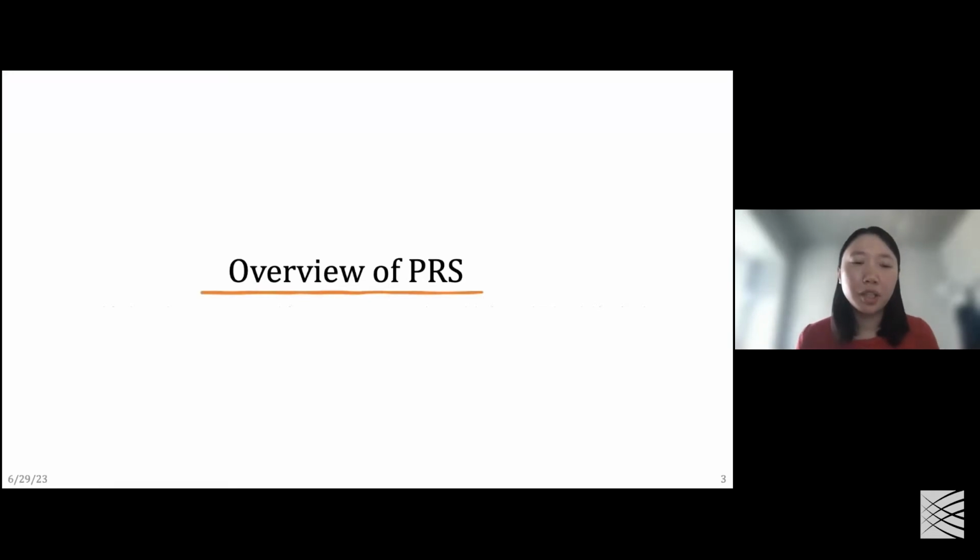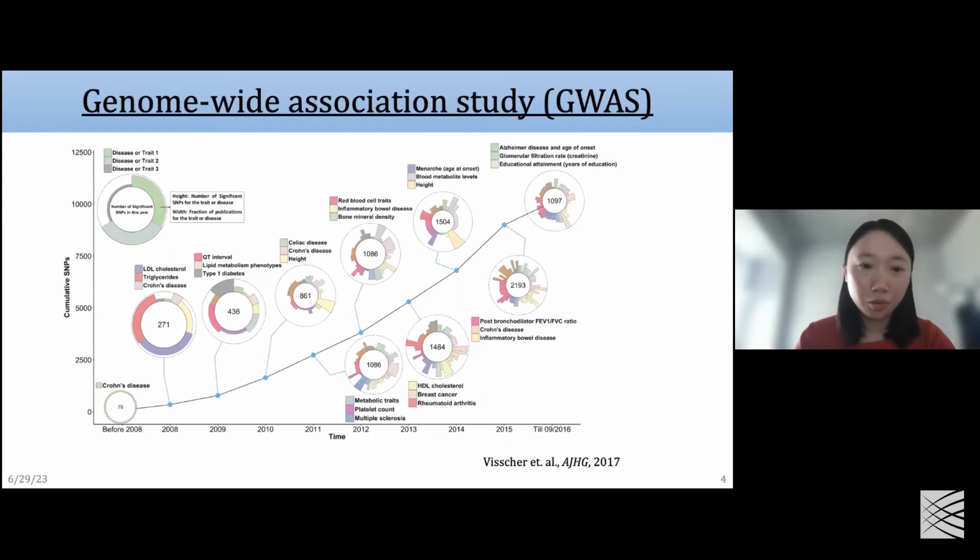To start with, I'll give a brief overview of PRS. PRS use the data obtained from GWAS. In the past years, GWAS have witnessed massive success, identifying thousands of variants associated with various diseases. And there are many applications to translate the findings from GWAS. One such application is PRS.